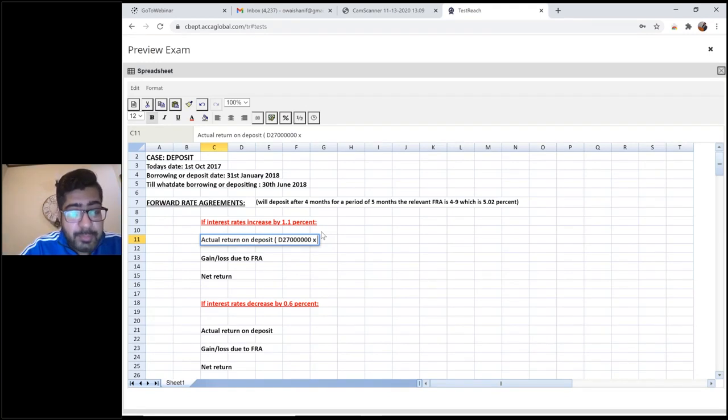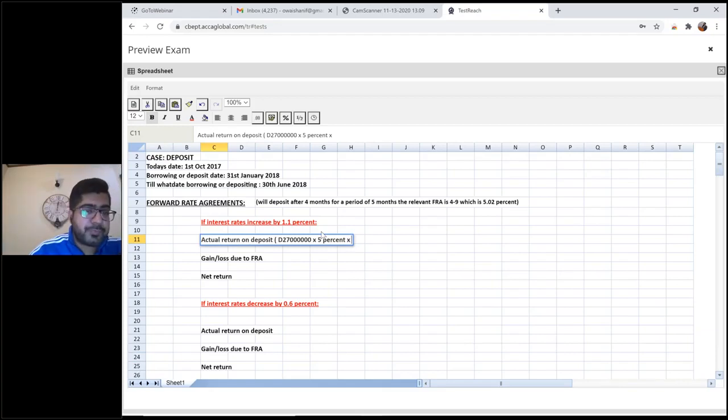So the amount is 27 million. Since rates have increased by 1.1 to 5.3 from 4.2, the central bank rate, you will be investing at 30 basis points, 0.3 less. So you will get 5.3% less 30 basis points. You will get 5%. Multiplied by time period of borrowing over 12.